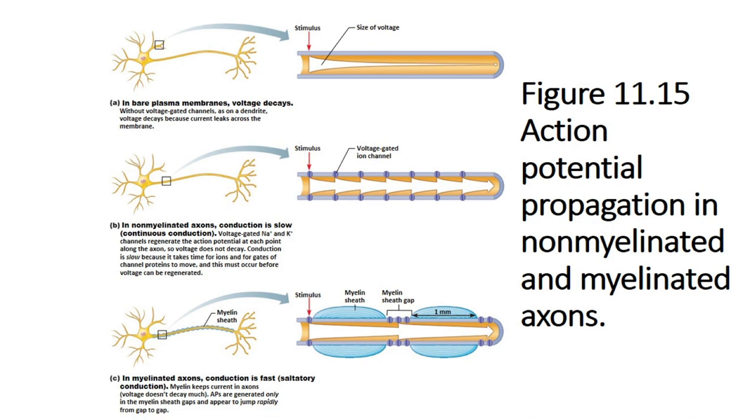But we have the fastest signaling when we have a myelinated axon with sodium voltage-gated channels at the internodes, or nodes of Ranvier. Here, the myelin keeps the current in the axons going, so the voltage doesn't decay much. There's some insulation here. And action potentials are generated only in the myelin sheath gaps, or the nodes of Ranvier. And so that makes it appear that they jump rapidly from gap to gap, but really we just sped up the conduction in these protected areas. So that third example, C at the bottom, with the myelinated axon and the sodium voltage-gated channels in the nodes, that is saltatory conduction and the fastest type of conduction.